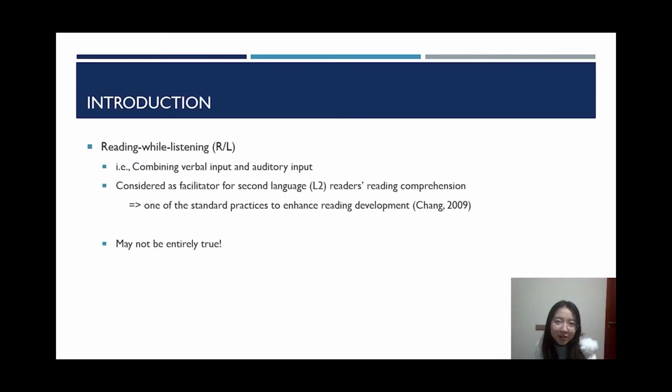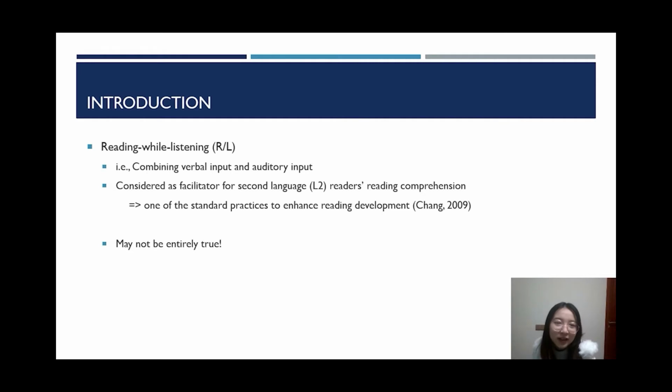So, a brief introduction about how we came up with this topic in the first place. Eye tracking has been a hot topic in recent years to study reading and cognition because of its unobtrusive nature to gauge people's attention, especially in complex situations. That's why we think RL, reading while listening, is a perfect scenario to be studied in eye tracking technology.